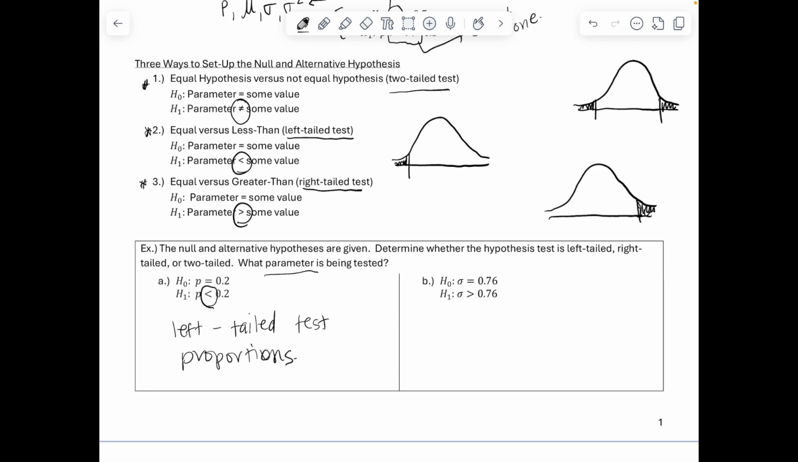For part B, H naught is going to be sigma is equal to 0.76, and H1 is sigma is greater than 0.76. So because we have a greater than symbol here, we do have a right tail test. And you'll notice that the parameter that we're using is going to be the same in the null and the alternative, and it's sigma, and sigma stands for standard deviation.